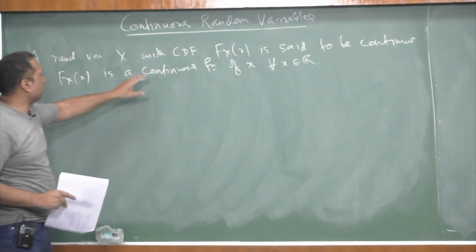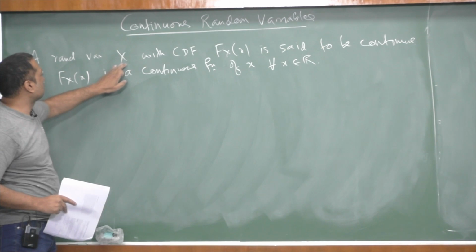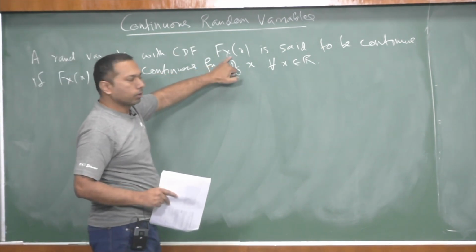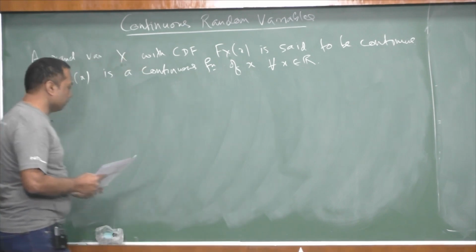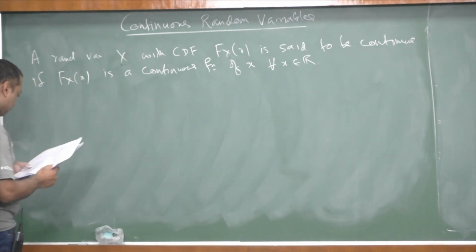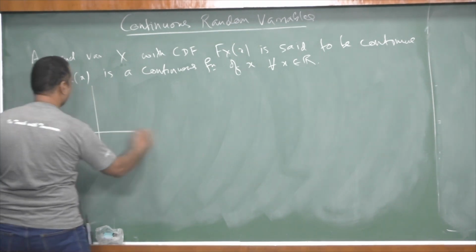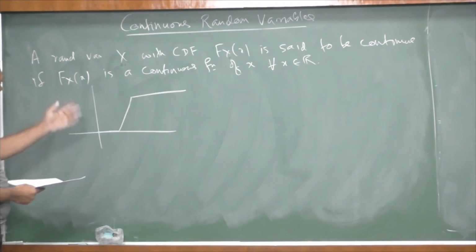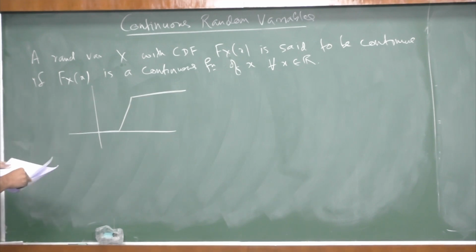Discrete was when the range of the random variable was countable, but in the continuous case we look at the CDF, and if the CDF is a continuous function, then we call it continuous. So the CDF could be like this, okay? So it is continuous. It's essentially for the uniform, but we will come to that.